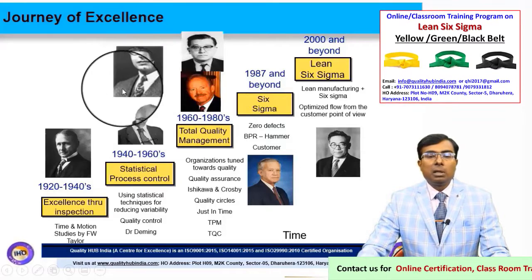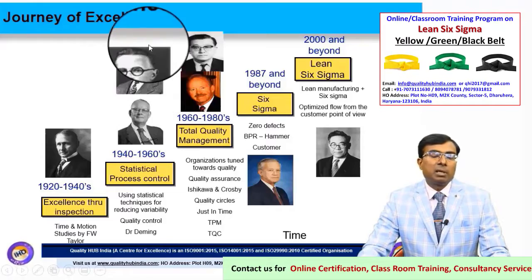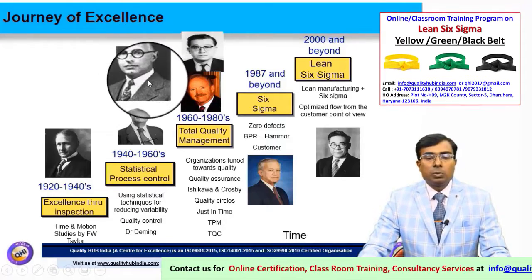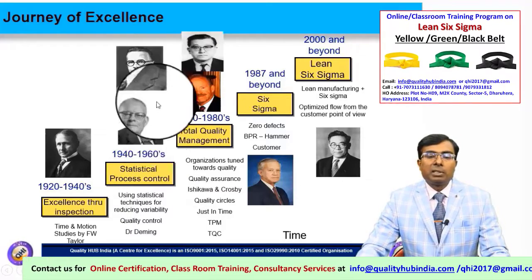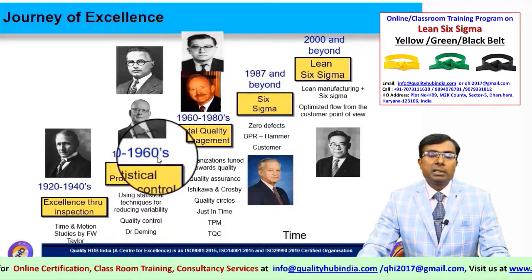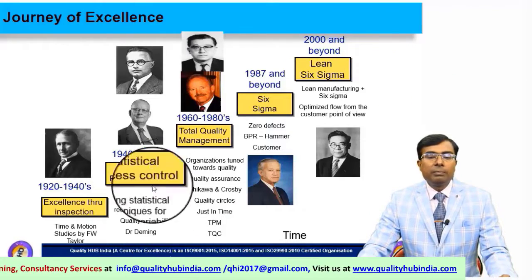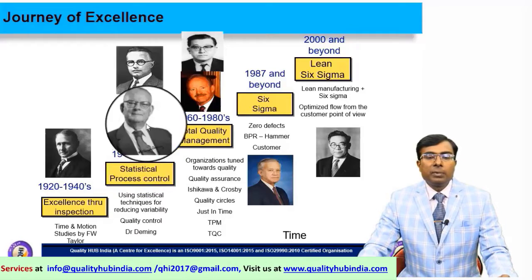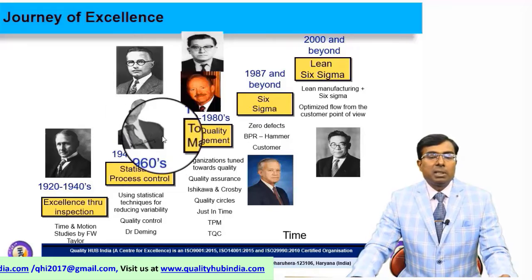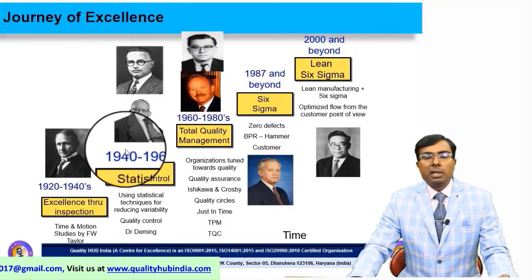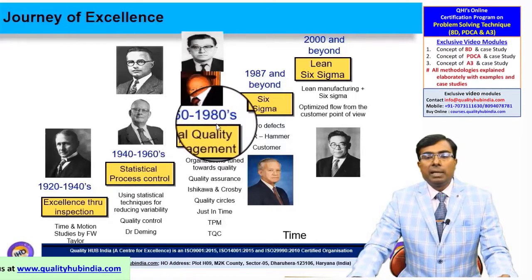Walter Stewart was a prominent figure in the field of statistical process control, and he developed the concept of control charts also. So using statistical techniques for reducing variability was the focus during this period, the 1940s to 1960s. Quality control was the focus, and Dr. Deming was the prominent figure during this time. In fact, because of his contribution in the field of quality management and other initiatives, he is regarded as the father of quality.